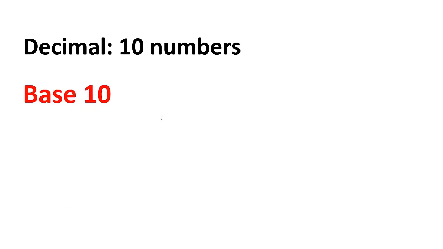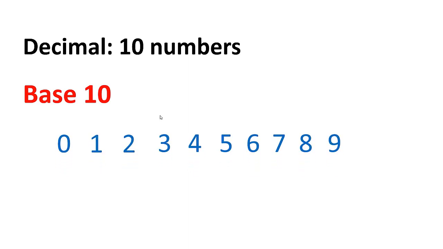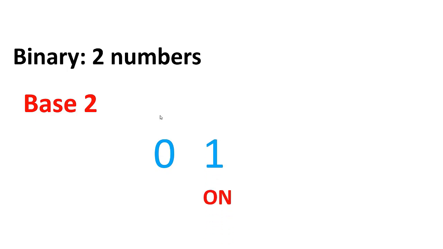We have the decimal, which consists of 10 numbers, and it is base 10, and we write the numbers from 0 to 9: 0, 1, 2, 3, 4, 5, 6, 7, 8, and 9. We also have the binary, which consists of two numbers, and it is base 2, and we have two values, 0 and 1. When the bit is on, it takes the value of 1, and when it is off, it takes the value of 0.